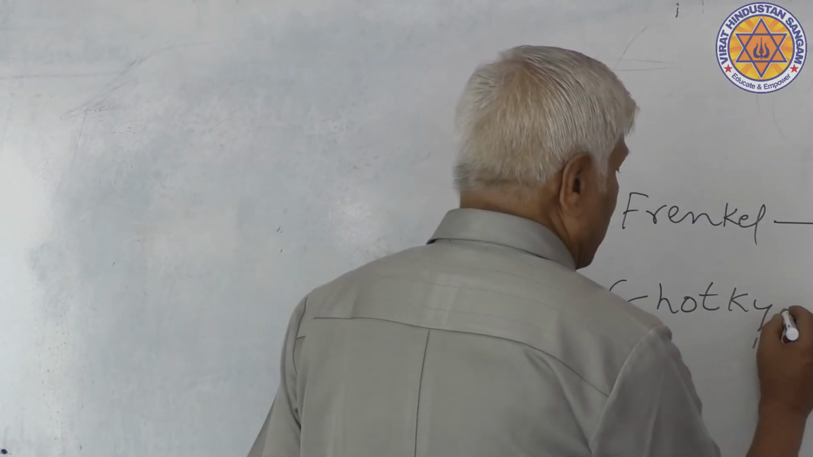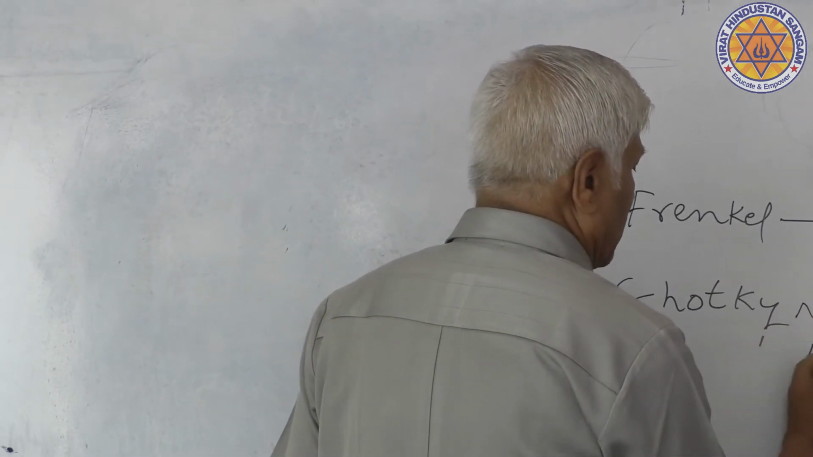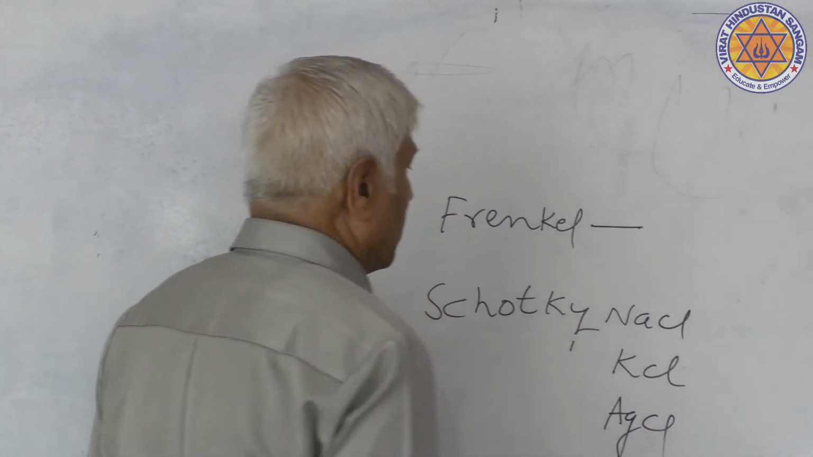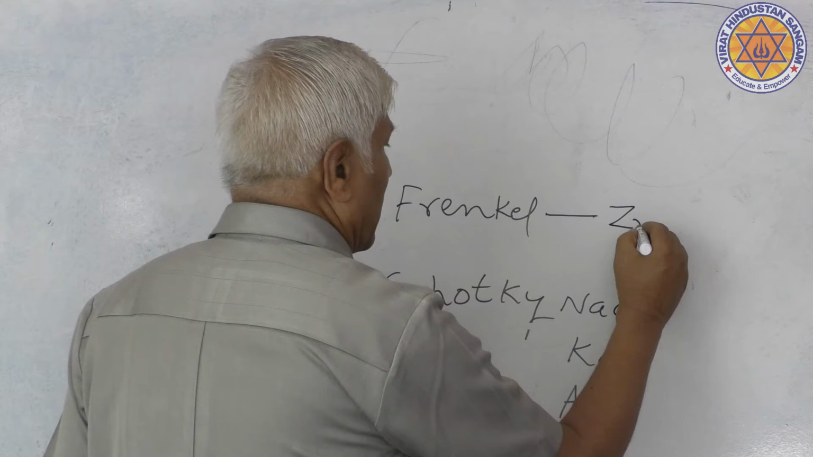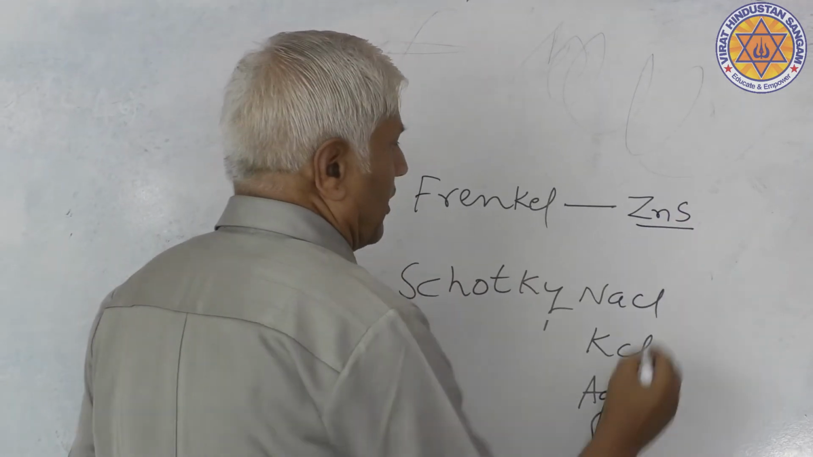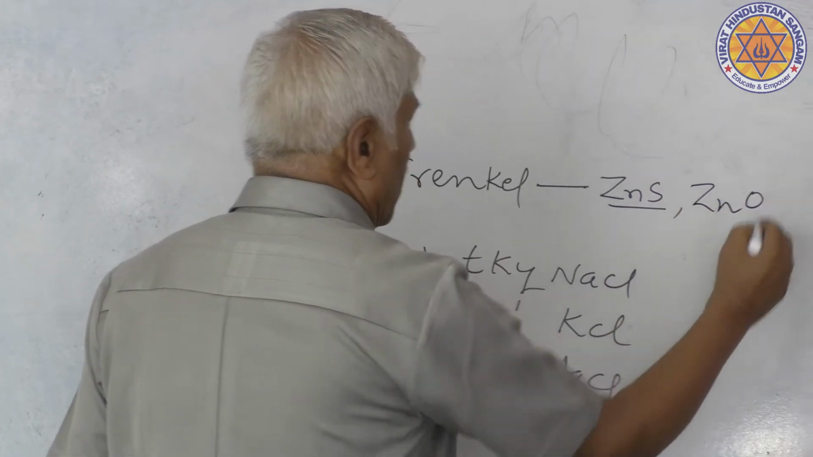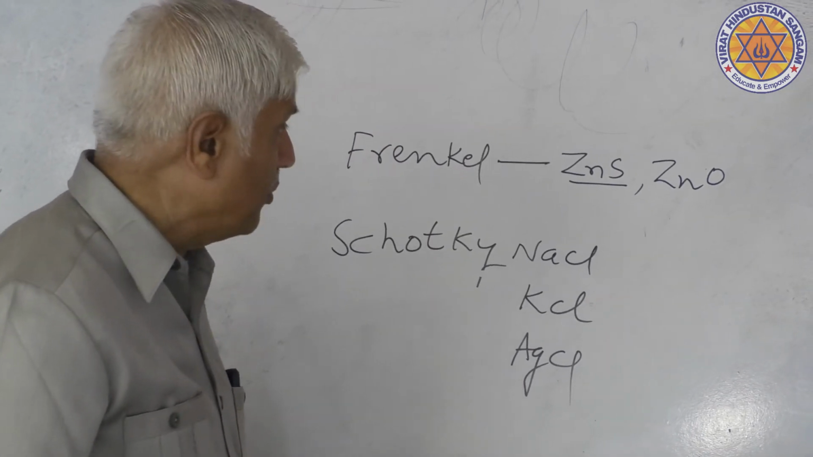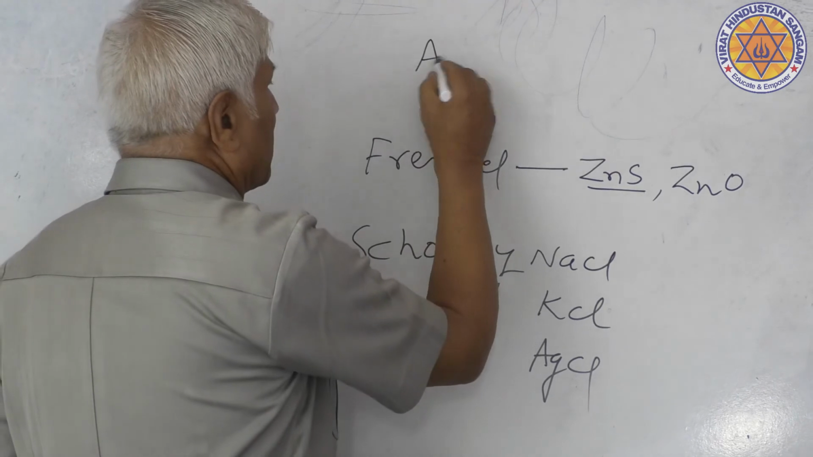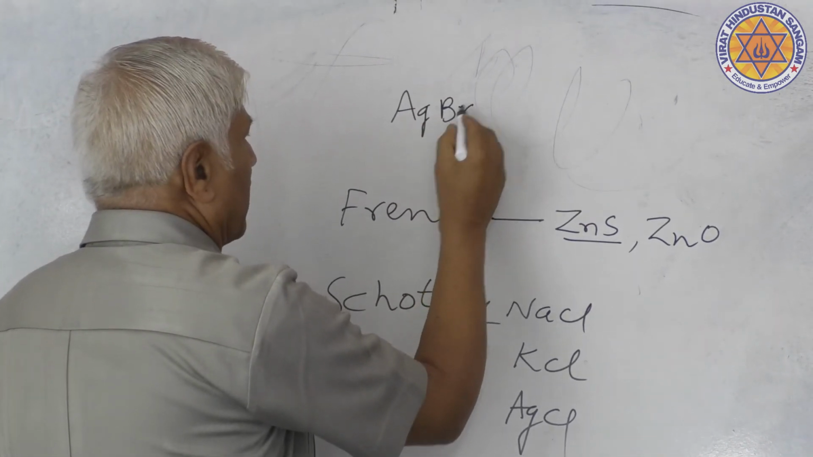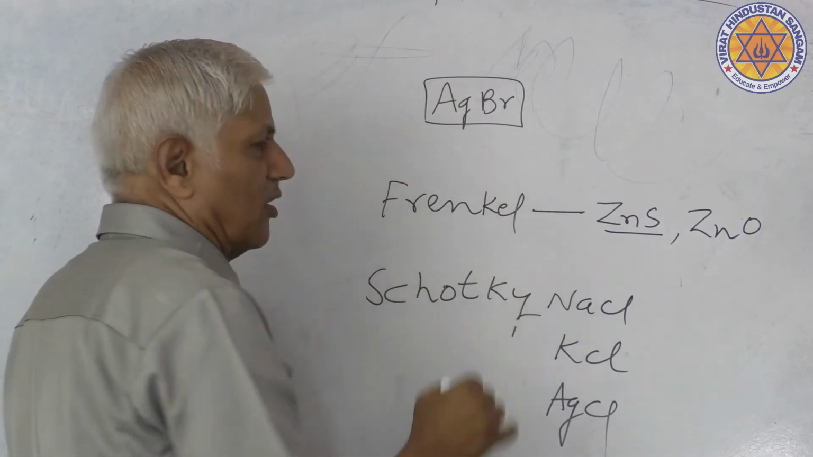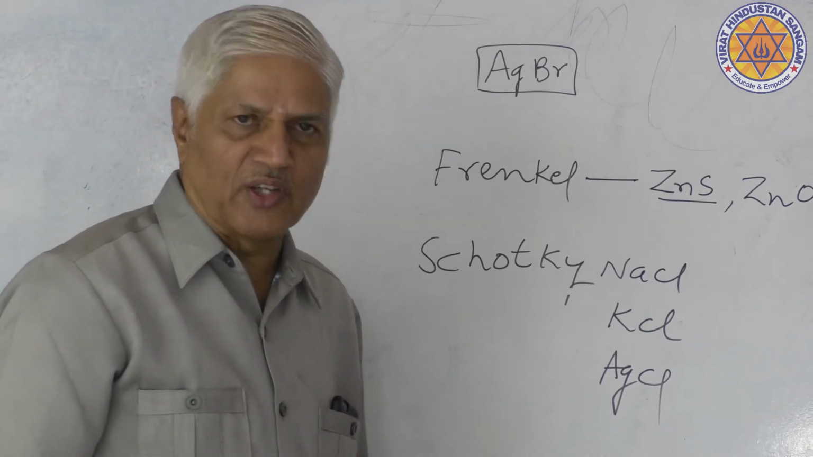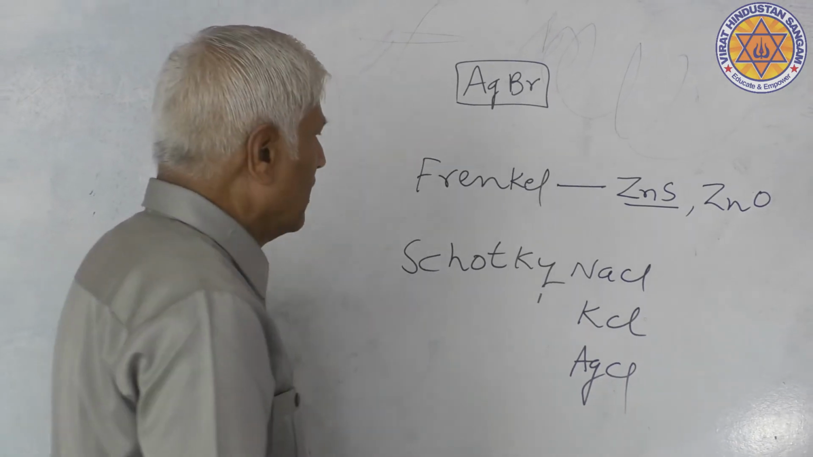For Schottky defect, examples are NaCl, KCl, etc. Even AgCl. For Frenkel defect, ZnS is a very good example. ZnS, ZnO, etc. Look, AgBr is a very peculiar ionic salt. We don't get such salts frequently. Very few salts of the type AgBr exist in nature.